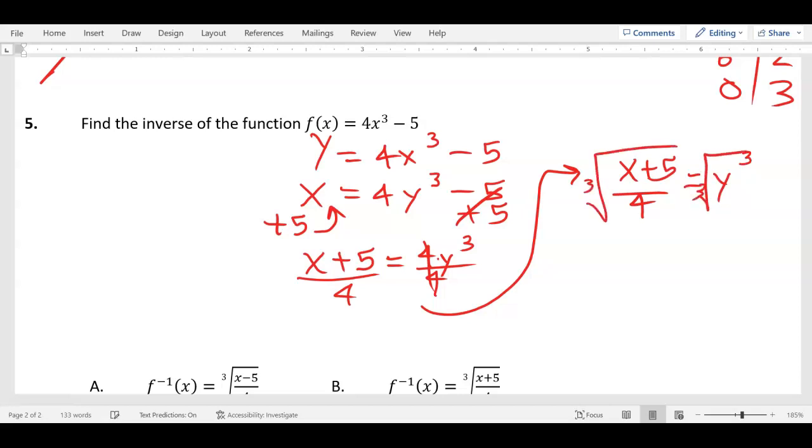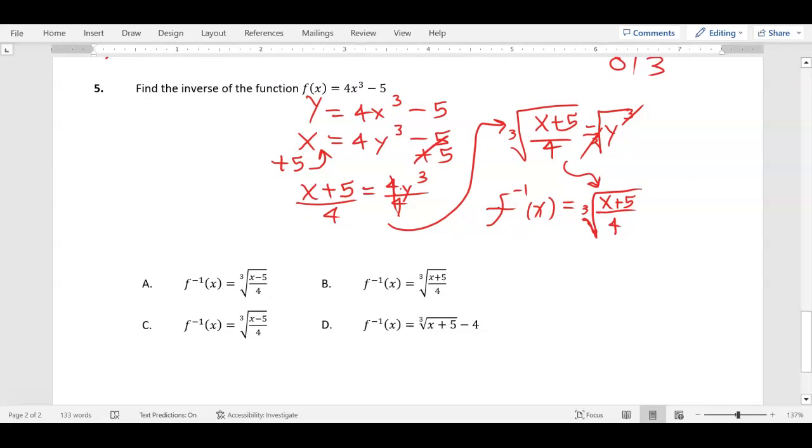Cube root cancels out. Now remember, your inverse function final form is this thing, but it's a big cube root. The whole fraction is underneath it. It goes all the way down. X plus 5 over 4. So what I mean by that is it is not a fraction where the 4 is not underneath. The denominator is part of the cube root. All right, and the best answer we have is right there, B.